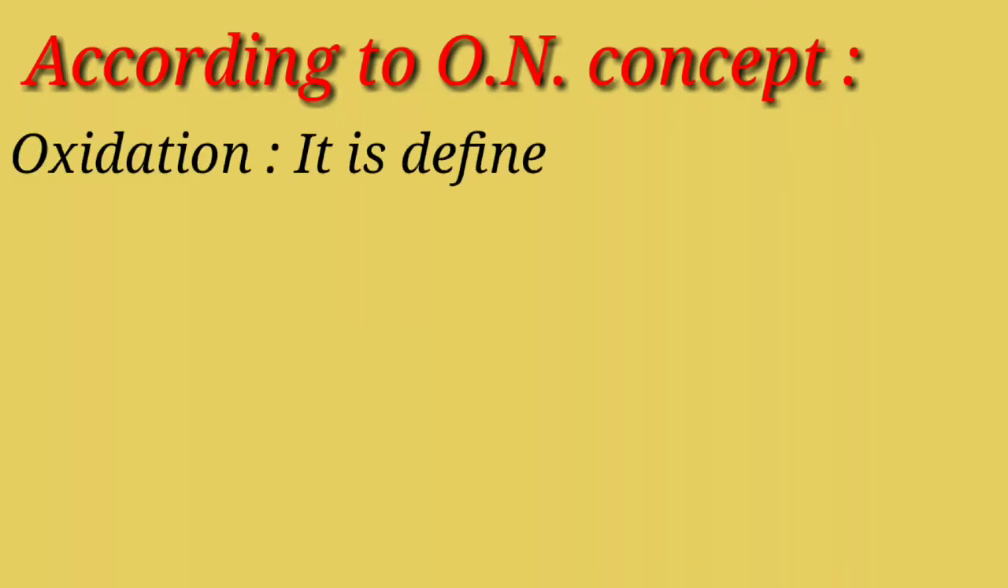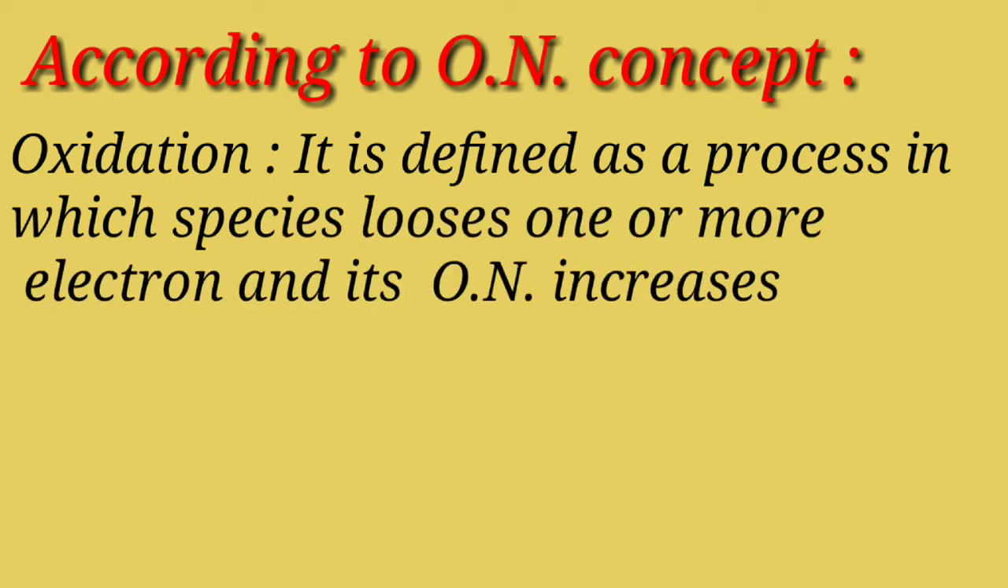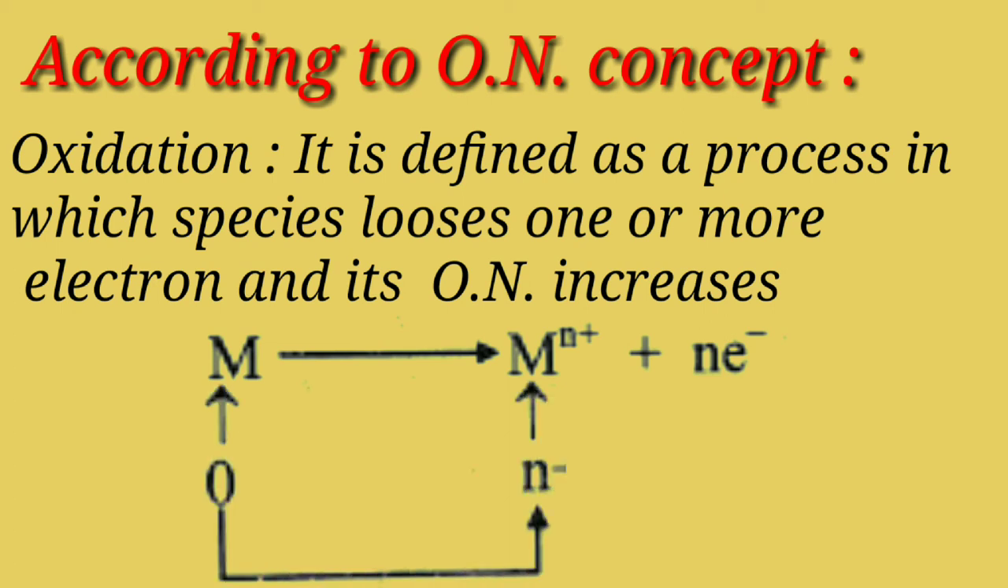On the basis of the oxidation number concept, oxidation is defined as a process in which a species loses one or more electrons and its oxidation number increases. Over here, metal M loses n number of electrons and gains n number of positive charge. So the oxidation number increases from 0 to +n. This increase in oxidation number is known as oxidation.